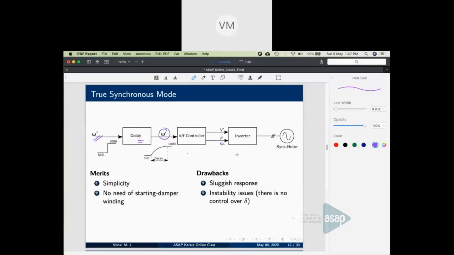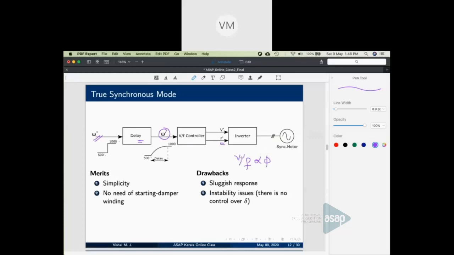Remember, changing frequency will give you the change in speed, but we have to simultaneously change voltage. Why? Because V by F is proportional to flux. If you just increase frequency without changing voltage, the flux will weaken. That's not what we want. Wherever possible, the flux in the air gap of the machine should be at its rated value.